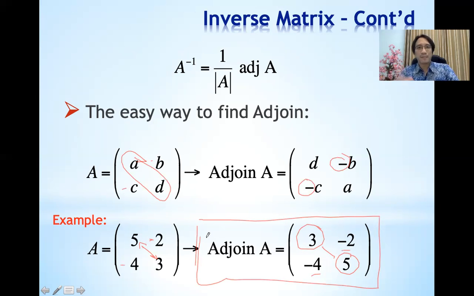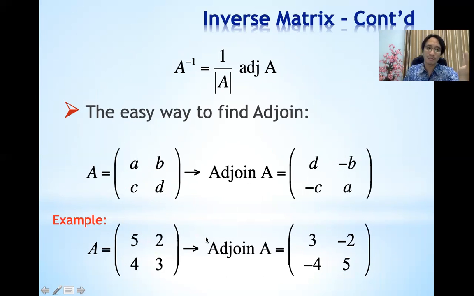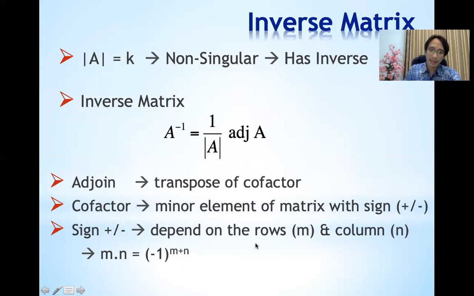But it is impossible to use this method for 3 times 3 or bigger order matrices. But I want to explain how to calculate the adjoint using this way.